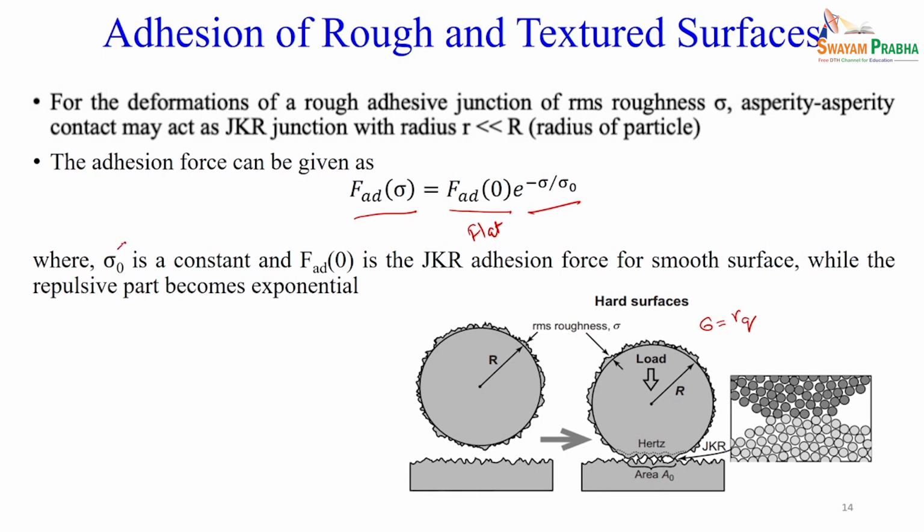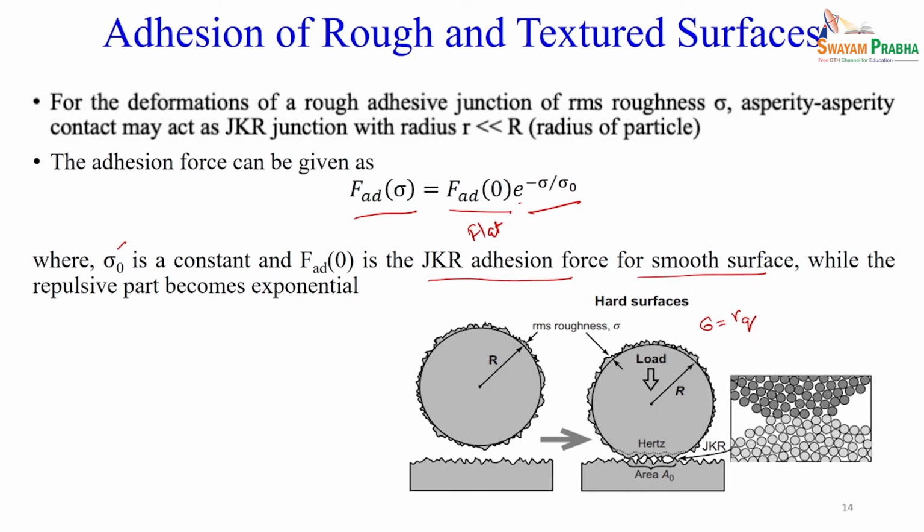So, this sigma 0 is the constant, and F adhesion 0 is the JKR adhesion force for the smooth, flat surface, and the repulsive part becomes exponential. So, what it says is, if there is some sort of roughness on the surface, it is again going to affect the adhesion force. Similarly, we observed this for the contact angle.